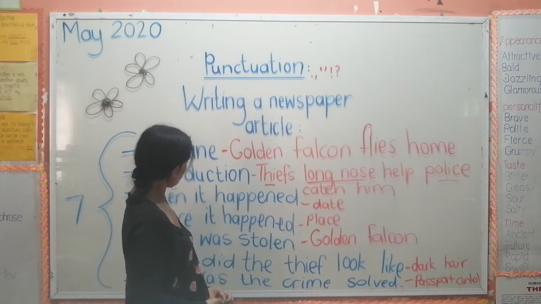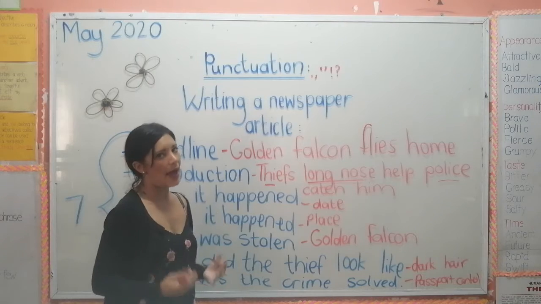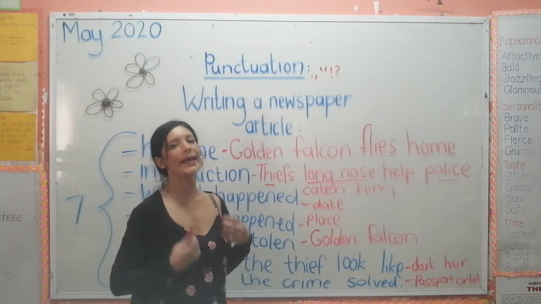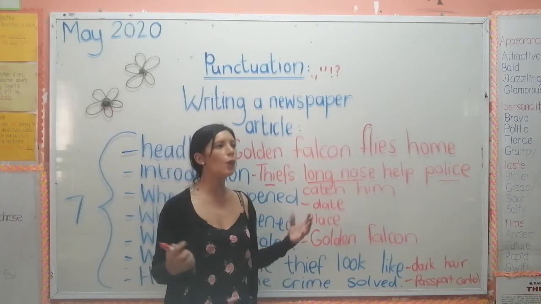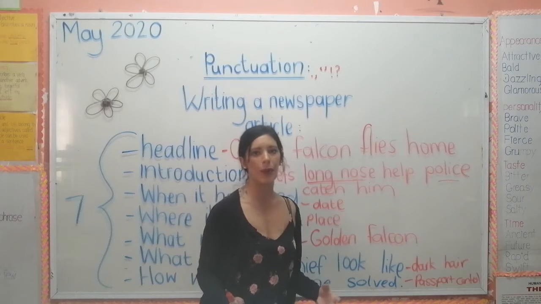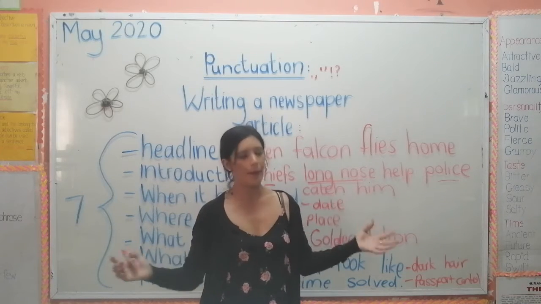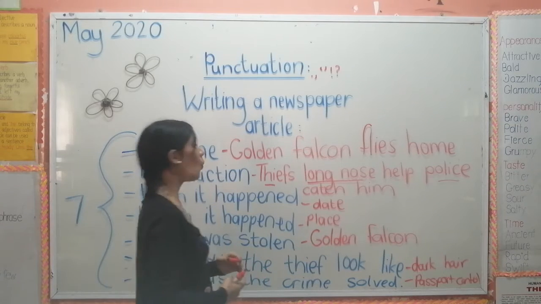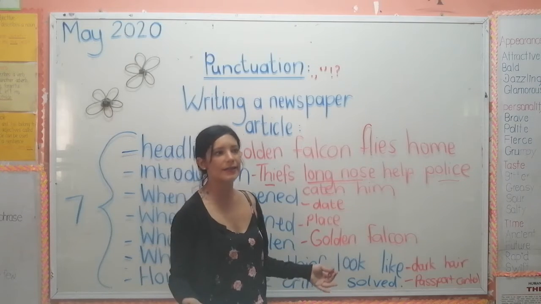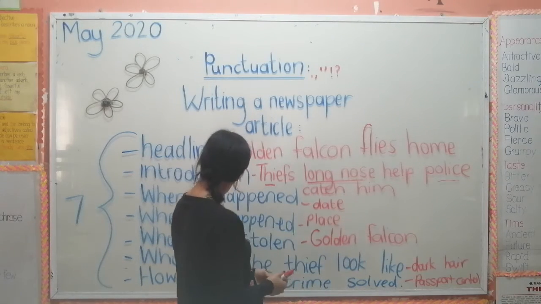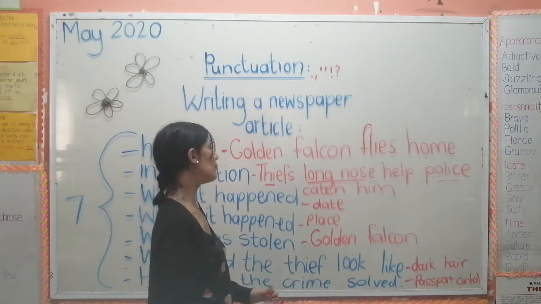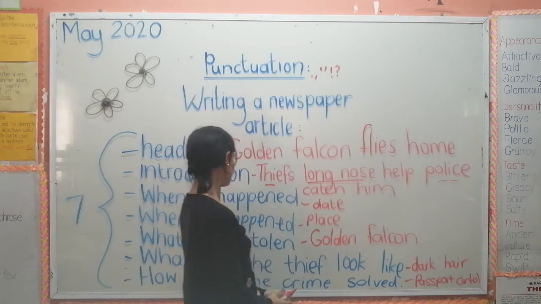Right. The third thing that you need to have in your newspaper article is when it happened. Guys, an exact date of when it happened. On Wednesday, the 27th of March, in 2020, so and so happened. Example. Right. Where it happened is also very important. This took place at the museum. Okay. What was stolen, or what happened, the Golden Falcon in this case.